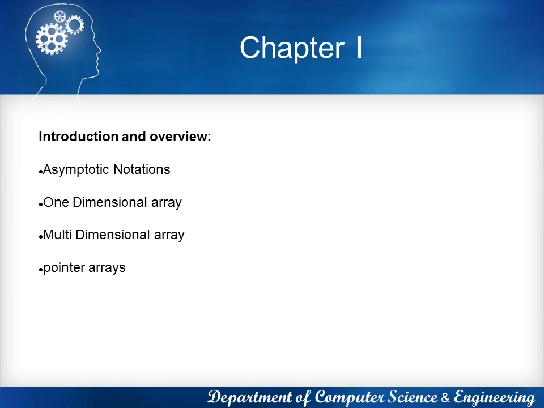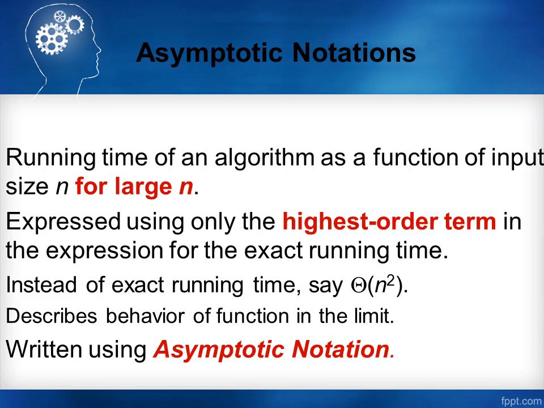Under Unit 1 we have two chapters. In the first chapter, the topics are asymptotic notations, one-dimensional arrays, and multi-dimensional arrays. So, coming to the topic asymptotic notations.